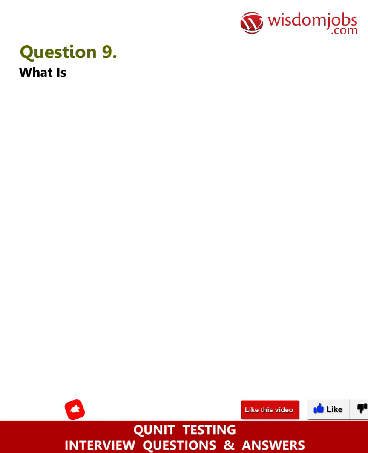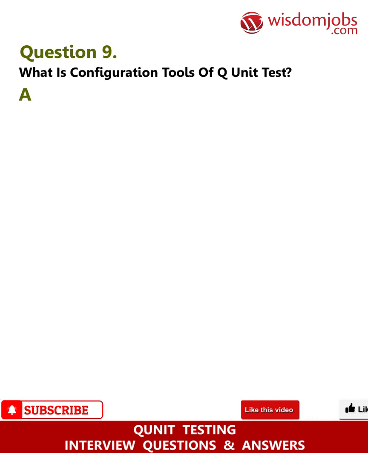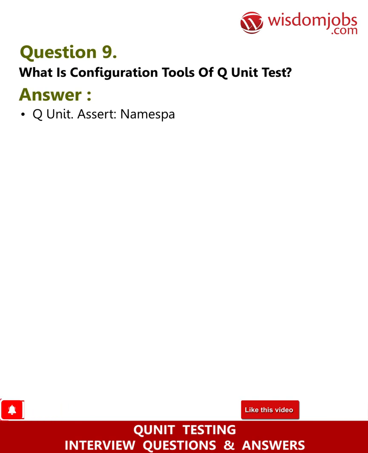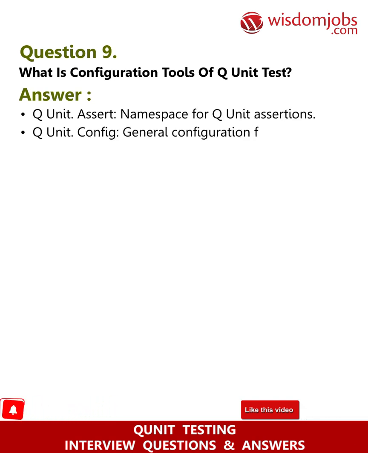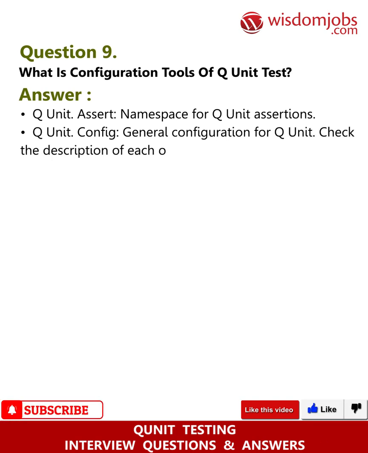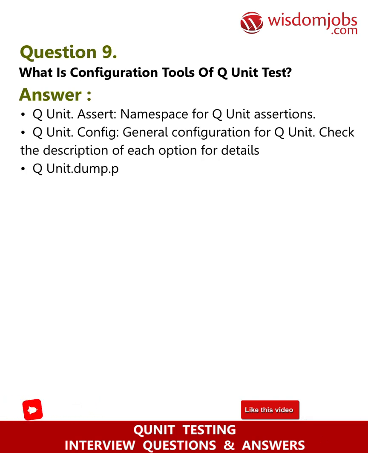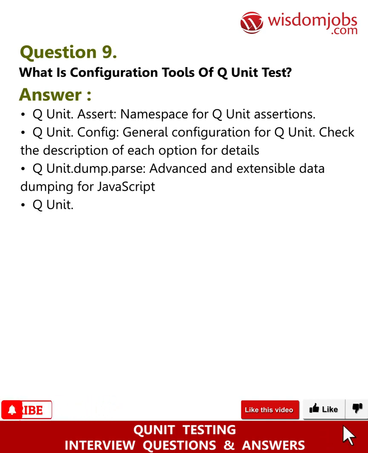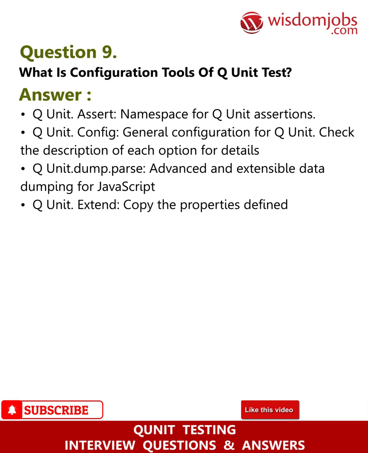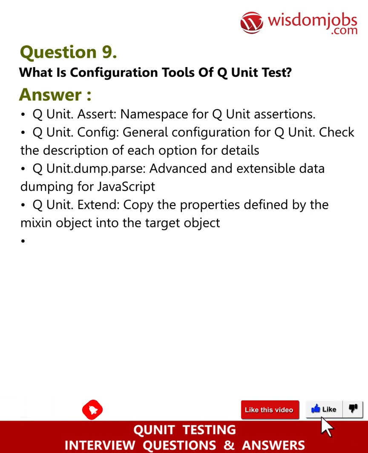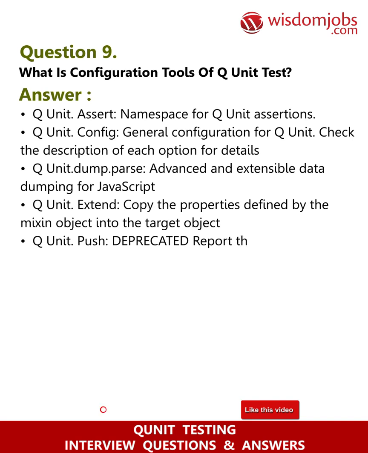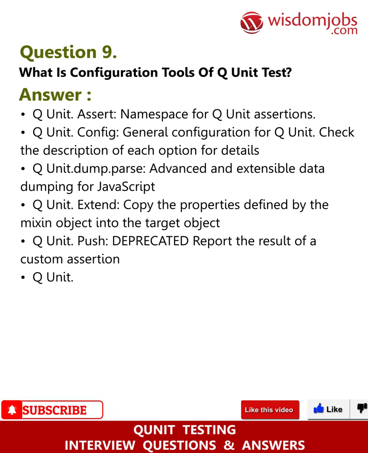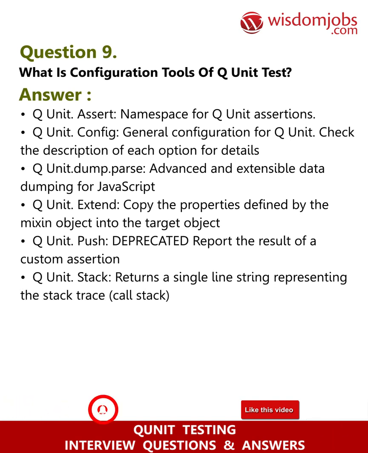Question 9. What are the configuration tools of QUnit test? Answer. QUnit.assert, namespace for QUnit assertions. QUnit.config, general configuration for QUnit. Check the description of each option for details. QUnit.dump.parse, advanced and extensible data dumping for JavaScript. QUnit.extend, copy the properties defined by the mixin object into the target object. QUnit.push, deprecated, report the result of a custom assertion. QUnit.stack, returns a single line string representing the stack trace.